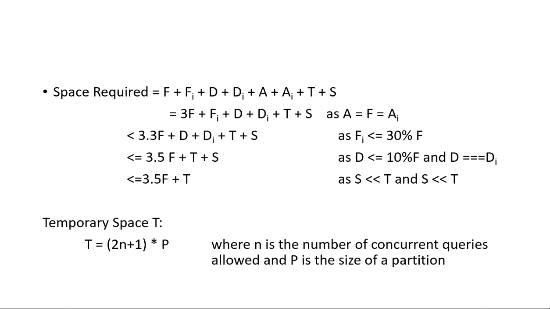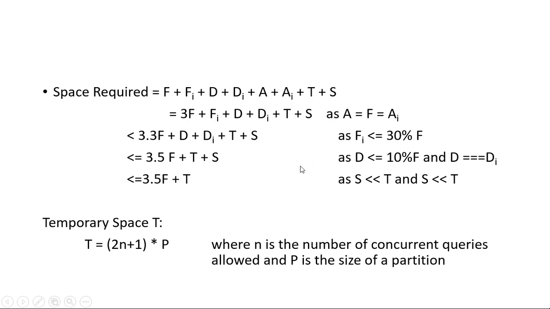Here we can convert certain terms to F. The size of the aggregate table, the index of the aggregate, and the fact table are equal. So instead of writing A and Ai, we can replace A by F and Ai by F. So we will have 3F. Similarly, the size of the index of the fact table will be less than or equal to 30% of the fact table. So we can write 0.3F instead of Fi. So it will be 3 plus 0.3F. It will become 3.3F.